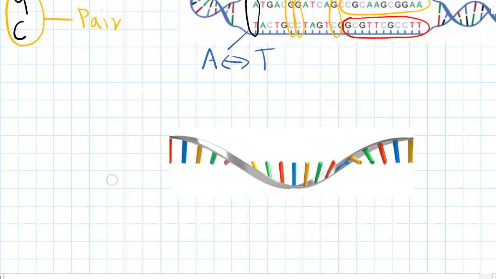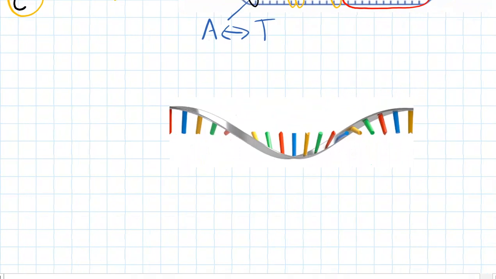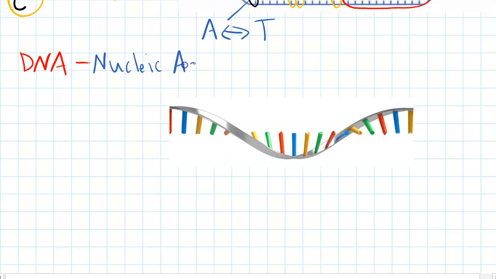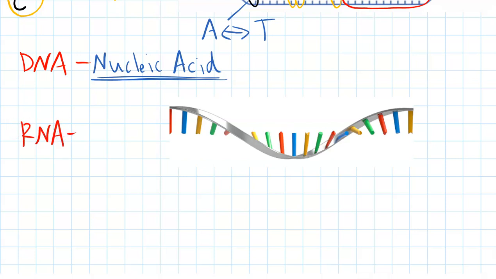Okay. So far we've learnt about DNA, and earlier on I said that DNA is a nucleic acid. And nucleic acids are a whole category of molecules. DNA is one of them, but the other important nucleic acid that you find in cells is called RNA. And RNA stands for ribonucleic acid.